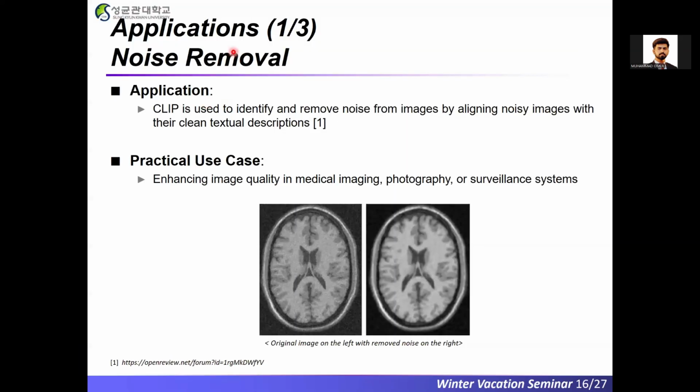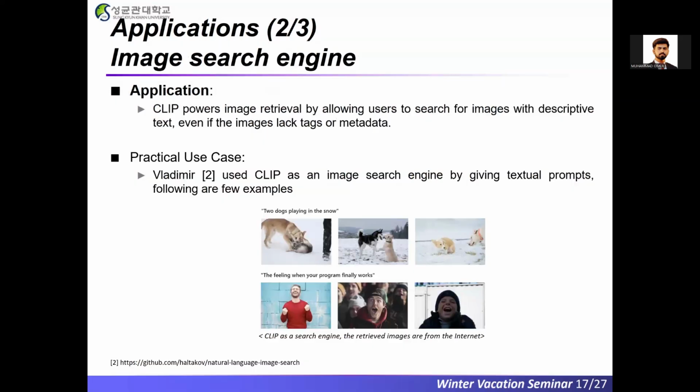So these are some of the applications of CLIP. CLIP can be used for noise removal. As an application, CLIP is used to identify and remove noise from images by aligning noisy images with their clean textual descriptions. It has a practical use case as well for enhancing image quality in medical imaging, photography, or surveillance systems. The original image is on the left with the removed noise on the right.